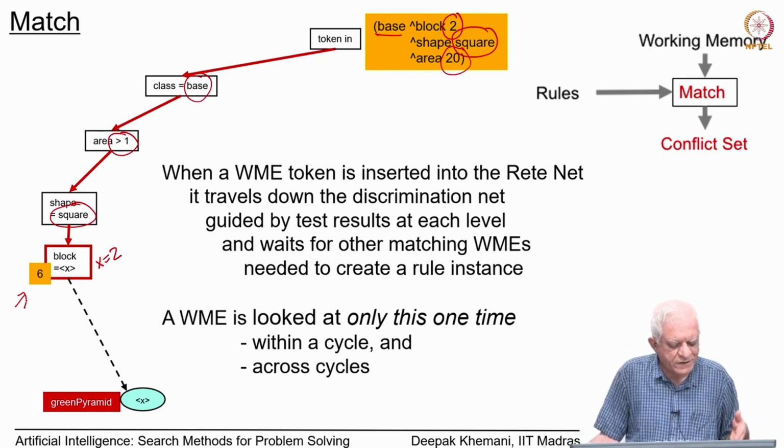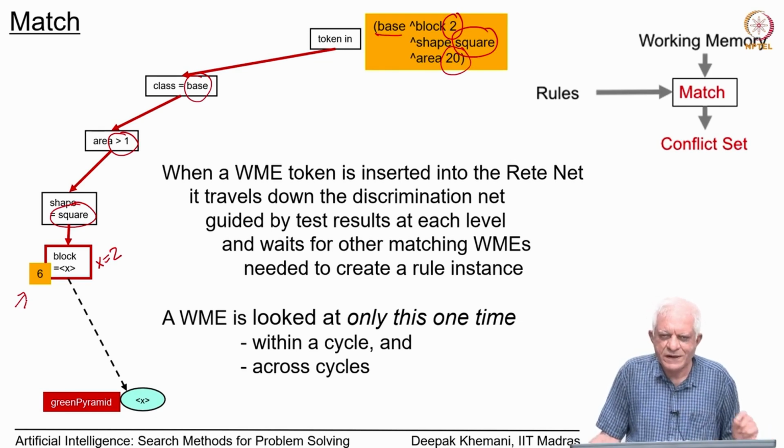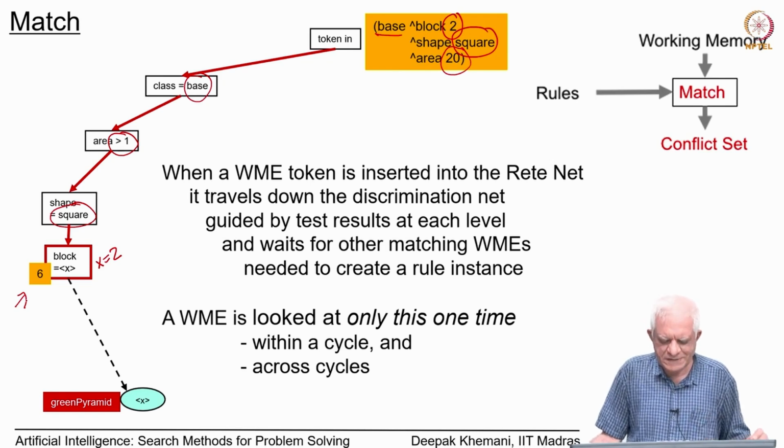In this particular case, we know that it will match the green pyramid rule, but it has to wait for 3 other tokens before that can happen. Whether it is for this cycle, which means match all the rules with all the data, or across cycles, which means the next cycle again matches all the rules with all the data, this particular working memory element will be inspected only once by the network. And you can imagine the kind of savings that this will bring in the match process.